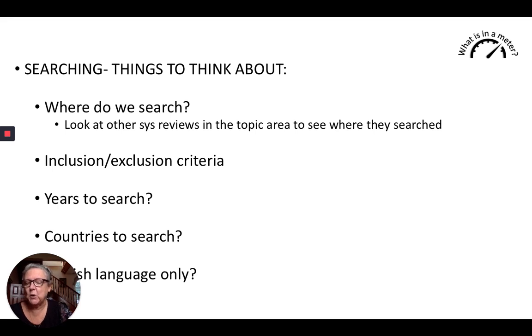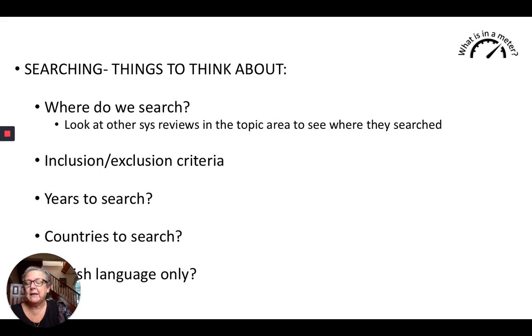So let's pretend we've got our question, and we've got an idea of what we want to do. We've done some scoping, so that's where I talked about the 3 papers that you would find. And where do you search? Well, it depends what your topic area is. So for me in public health, I search CINAHL, Scopus, Medline, but it depends what subject area you're looking in. So it's really important that you find the search engines that will answer the question that you're asking. This is where you start thinking about your inclusion, exclusion, and some of that, as I've said, is years to search. Another one might be countries.